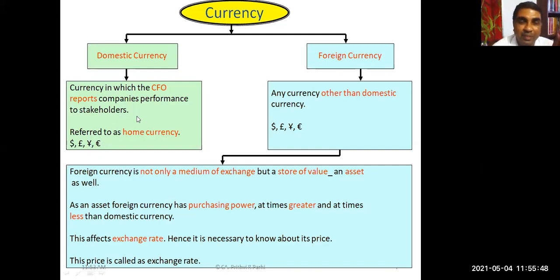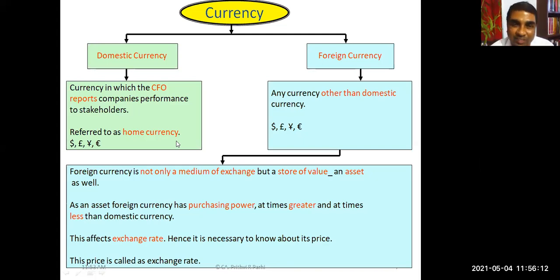Okay, if a business entity is preparing a financial statement in a particular currency, the final financial statement to its stakeholders will be referring to that currency as our what? Domestic currency or home currency. Is it clear? Yes or no? Yes, sir.